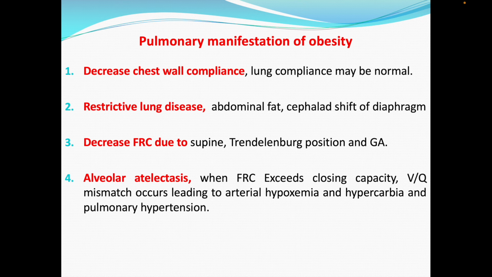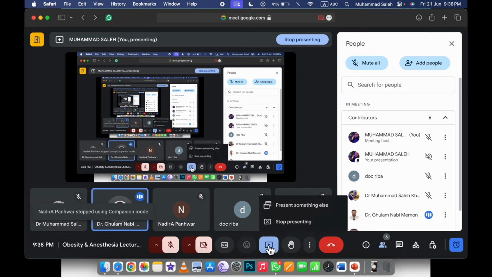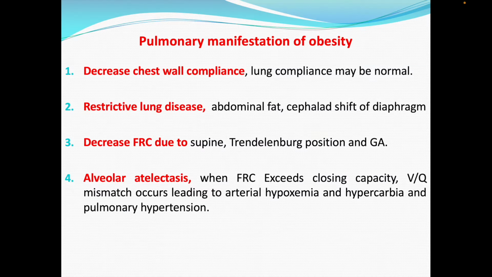Decrease in FRC due to supine position, Trendelenburg position, and general anesthesia induction. Normally, after age 45, closing capacity comes near or higher than FRC. And in old people, it's always higher than FRC. And in obese, definitely there is an increase in the closing capacity, which is always higher. It means in normal breathing, they are hypoxic. Alveolar atelectasis: when closing capacity exceeds FRC, ventilation perfusion mismatch occurs, leading to arterial hypoxemia, hypercarbia and pulmonary hypertension.